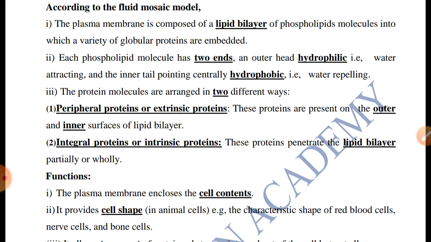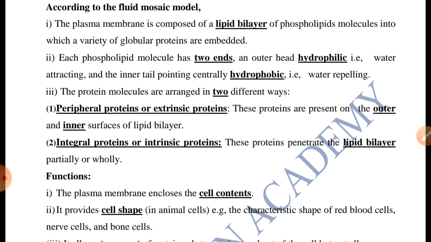The protein molecules are arranged in two different ways. One is extrinsic proteins. These proteins are present on the outer and inner surface of lipid bilayer. Integral proteins or intrinsic proteins. These proteins penetrate the lipid bilayer partially or wholly.